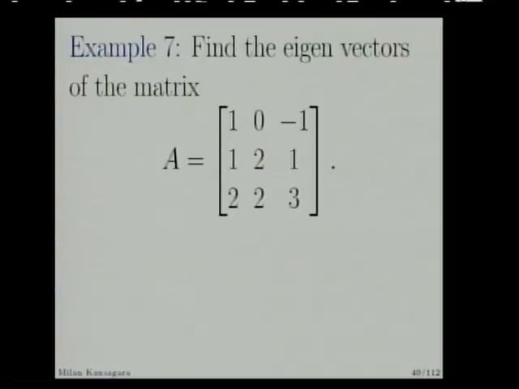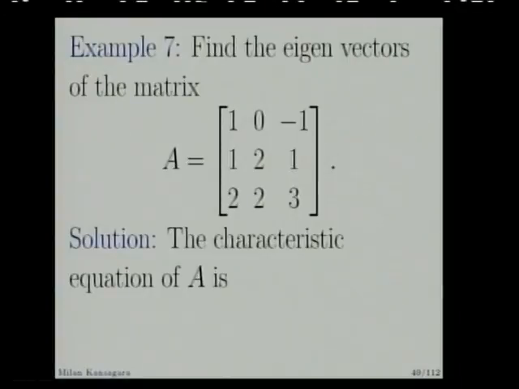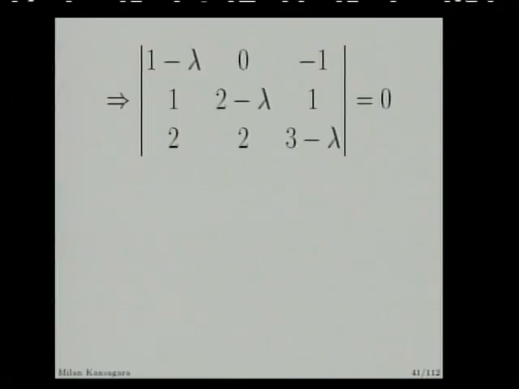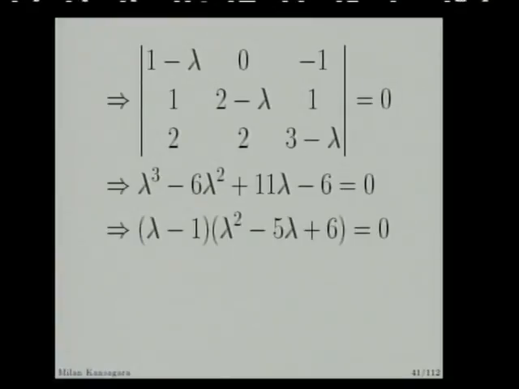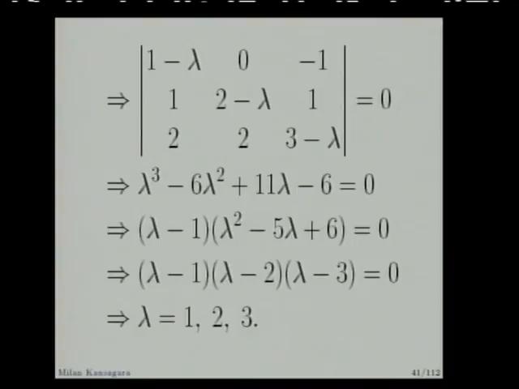Now eigenvectors. Find the eigenvectors of this matrix. First of all we find the eigenvalues. The characteristic equation of A is this. On expanding the determinant we get this cubic polynomial. Factorizing it we get lambda minus 1, lambda square minus 5 lambda plus 6 equal to 0. So lambda equal to 1, 2, 3 are its characteristic roots.